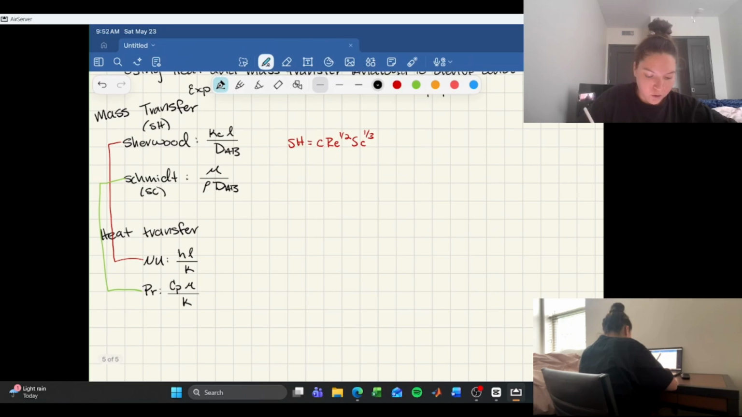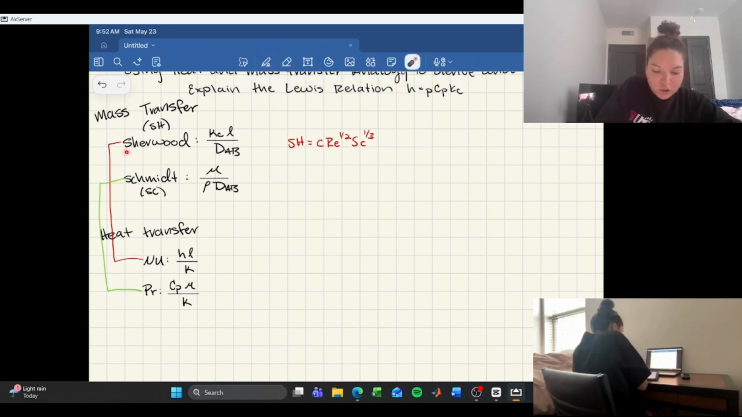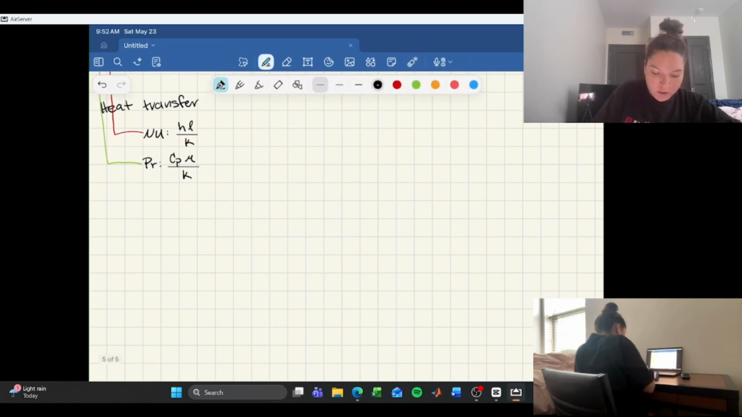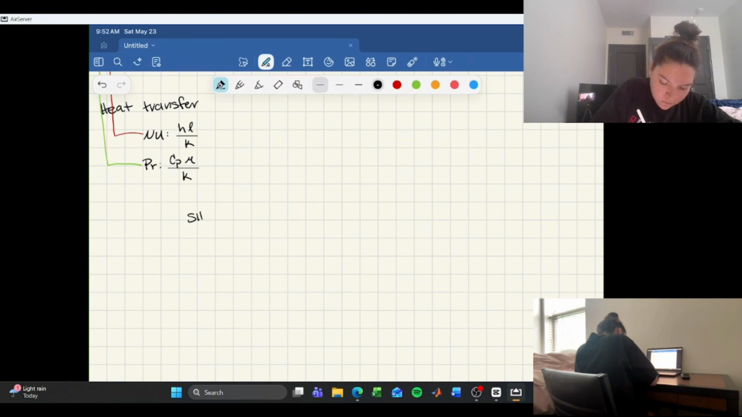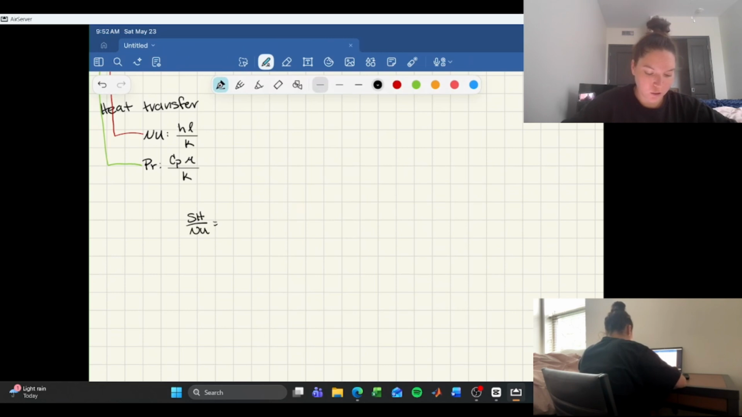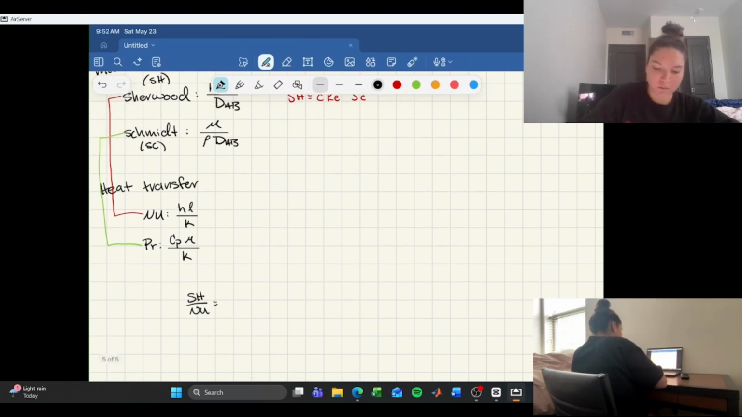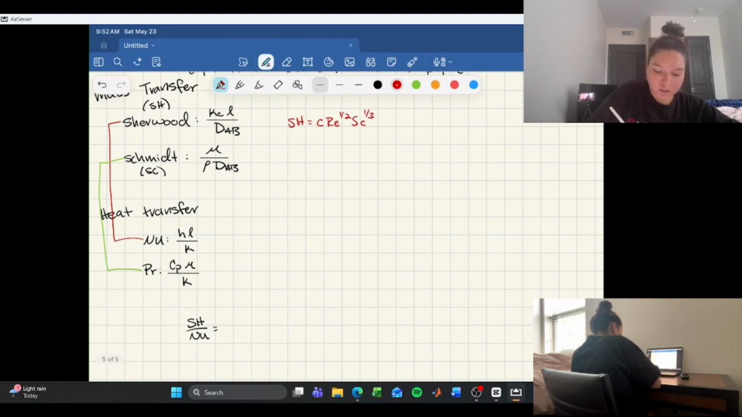But now we also want to take the Sherwood number and divide it by the Nusselt number. Sorry, before I do that, I'm also going to rewrite the Nusselt number. Similar to how we did with Sherwood, it's a very similar equation. The Nusselt number is equal to some constant times the Reynolds number to the 1/2, but this time times the Prandtl number to the 1/3.